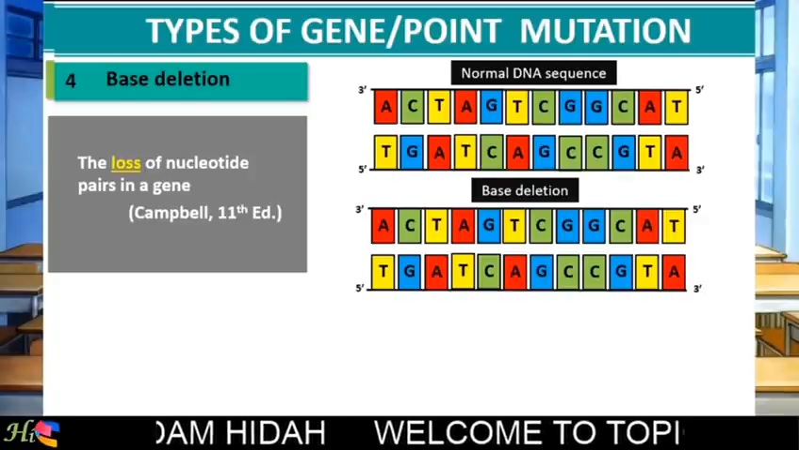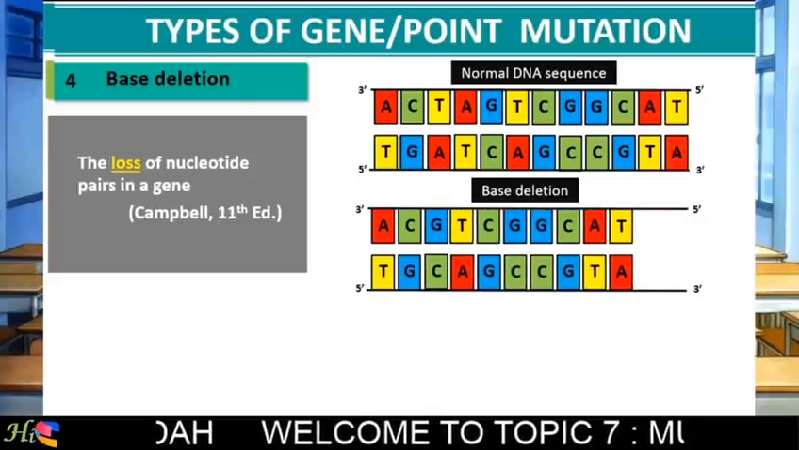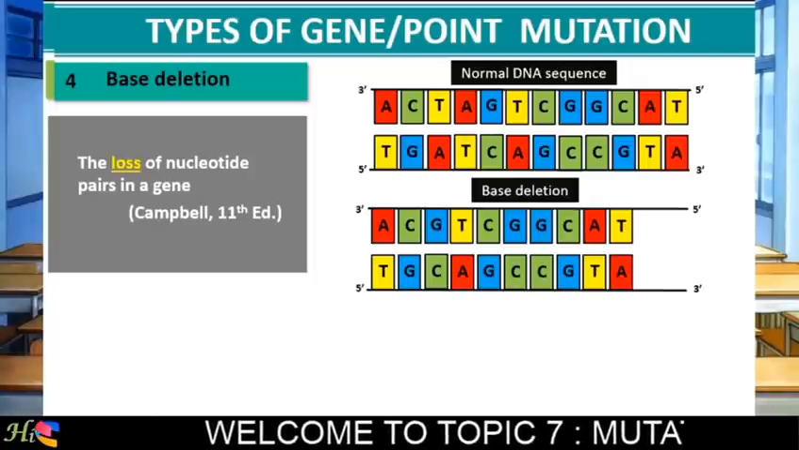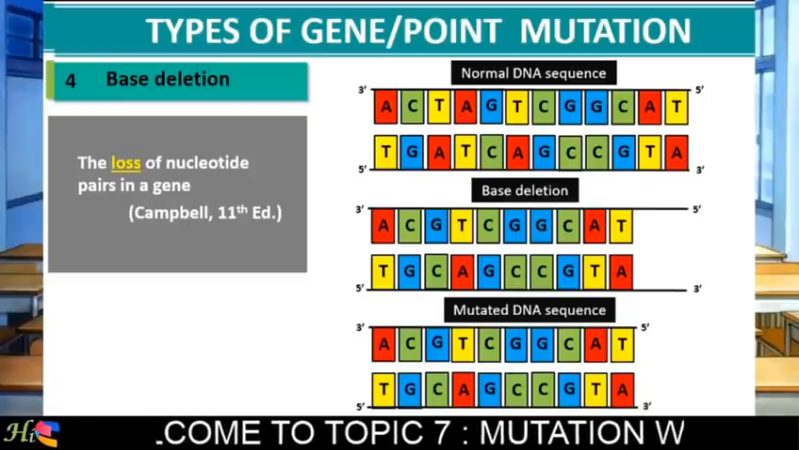When two nucleotide pairs are deleted from the original reading frame, it will cause the reading frame to shift its position from the point of deletion, producing a shorter mutated DNA base sequence.